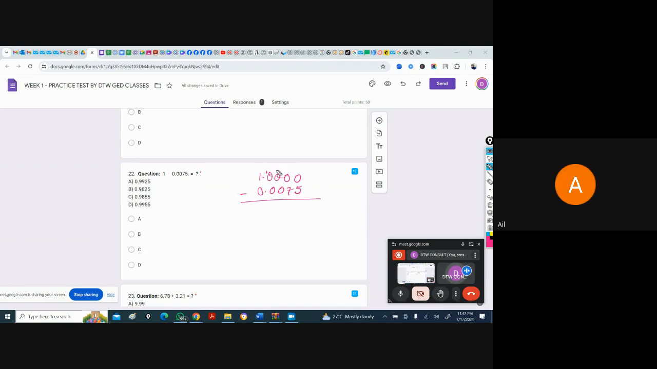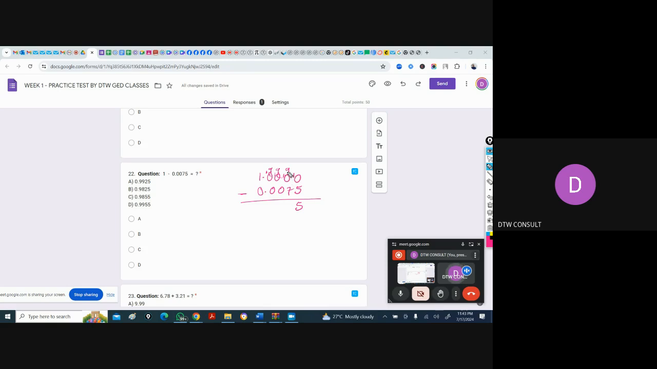We have to now borrow another 1 from here. This becomes 10. This becomes a 9. We have to borrow another 1 from here. This becomes 10. This becomes a 9. We have to now borrow another 1 from here. This becomes 10. This becomes a 9. So finally, we have 10 minus 5, which gives us 5.